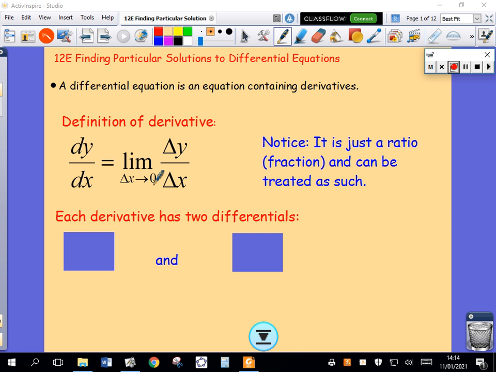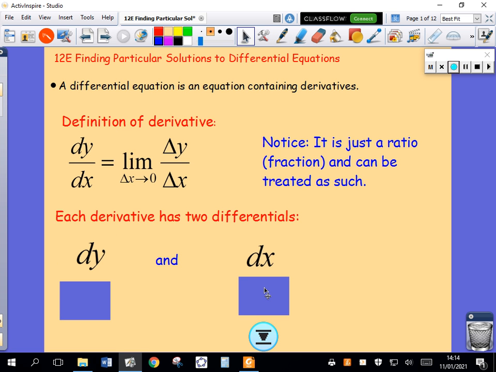Each derivative has two differentials. They are called just dy and dx. And dy/dx is just a ratio. It's just a fraction. It can be treated as such, so don't forget that.